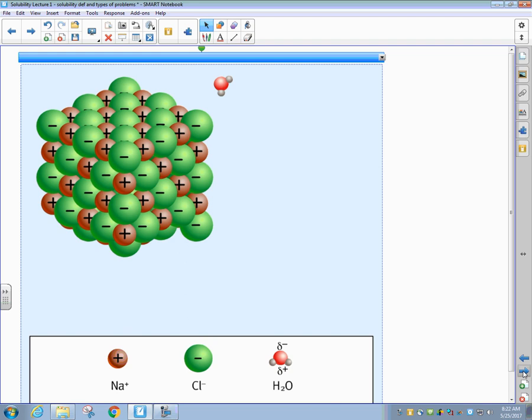If the attractive force between the positive and negative charged ions of the solid is greater than the collective force of the water molecules, very, very little of the substance will dissolve.